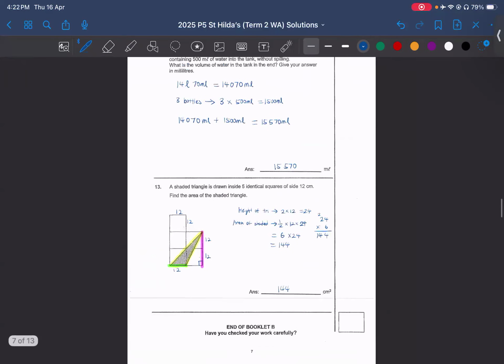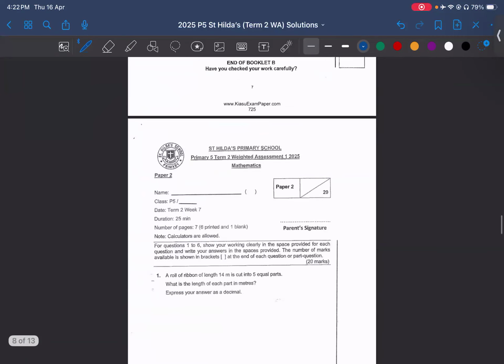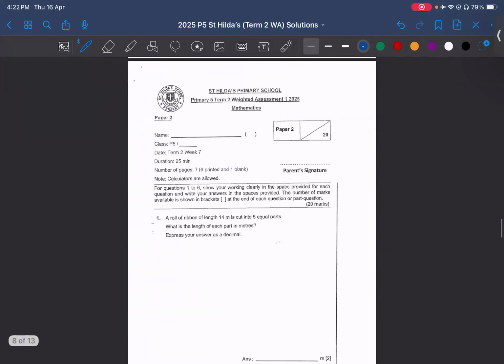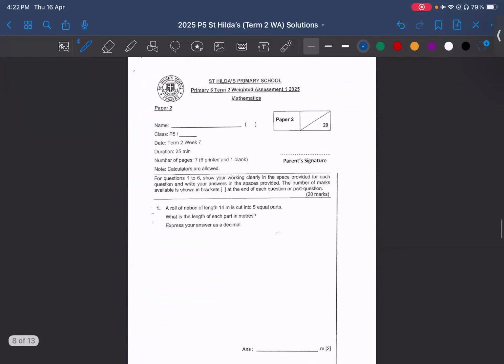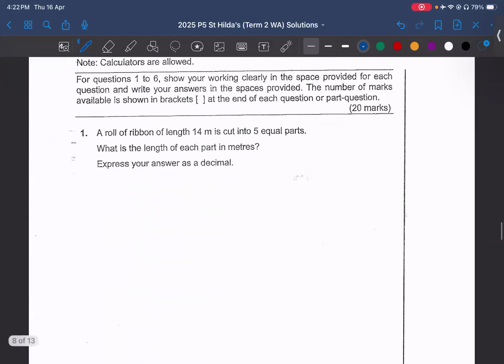Okay, we've come to the end of booklet B. Now move on to booklet paper 2. For paper 2, you can use your calculator. In this case, we are given that a roll of ribbon of length 40 meters is cut into 5 equal pieces, so 5 equal parts. So what is the length of each part in meters? Express your answer as a decimal.